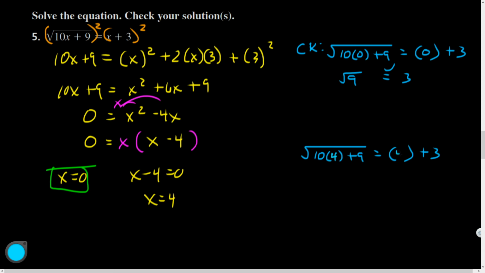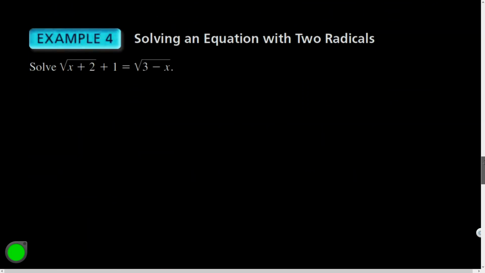So plug in 4. That's 40 plus 9 is 49. Is the square root of 49 equal to 7? Oh, that's also true. So this one had 2 solutions. So x equals 0 or x equals 4. Nice. Whew. All right.